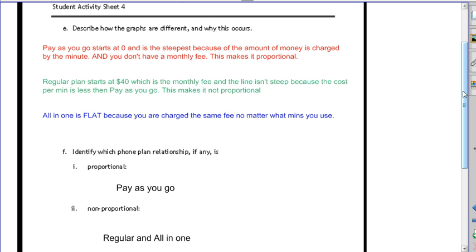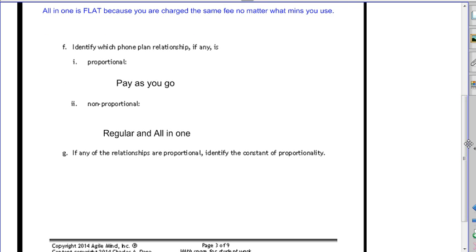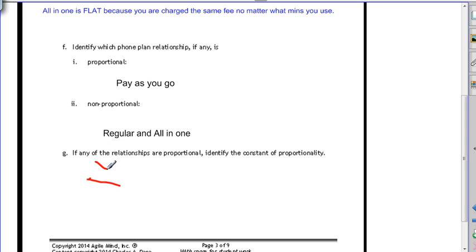All right, welcome back. If you paused it, I'm going to scroll down to part G. If any of the relationships are proportional, identify the constant. So we have to find the pattern. The constant is this: you divide the output by the input, so it's y divided by x, okay? Our proportional one was the pay as you go. So what I have to do for the pay as you go is divide the output by the input.